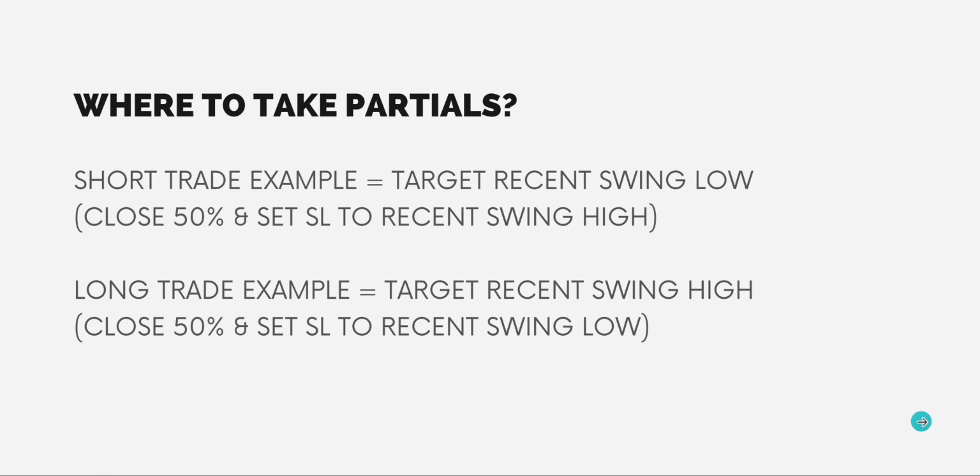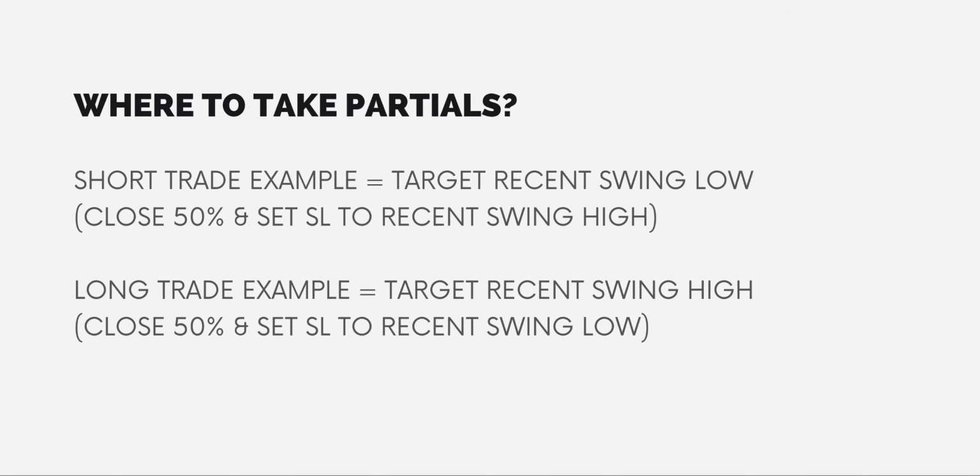Now, where should you be taking partials? This is a great question. Once again, we've got a short trade example. You want to be targeting a recent swing low, which would roughly equate to, let's say, 25 handles. And sometimes these recent swing lows can be 40 handles away from your entry, right? So if your first TP is at a recent swing low and it's 40 handles, great, that's a great trade. But the minimum for that trade is that it has to have 25 handles for you to even take that trade.